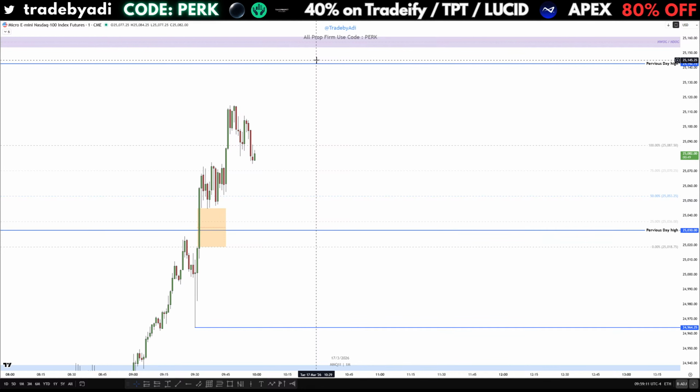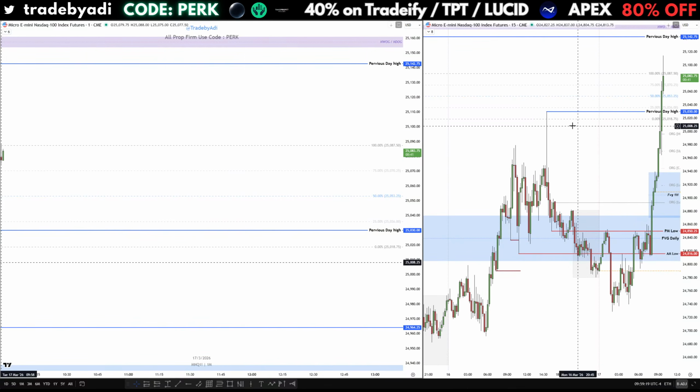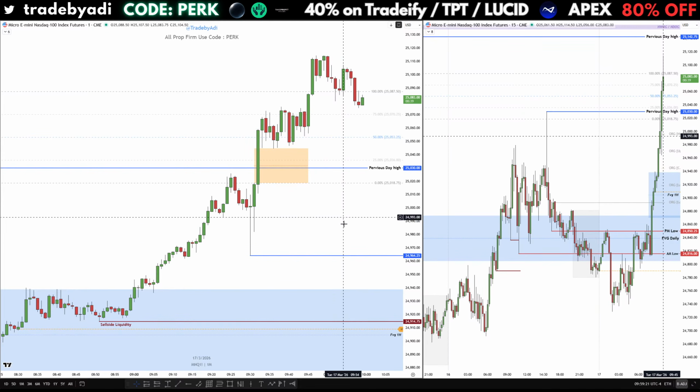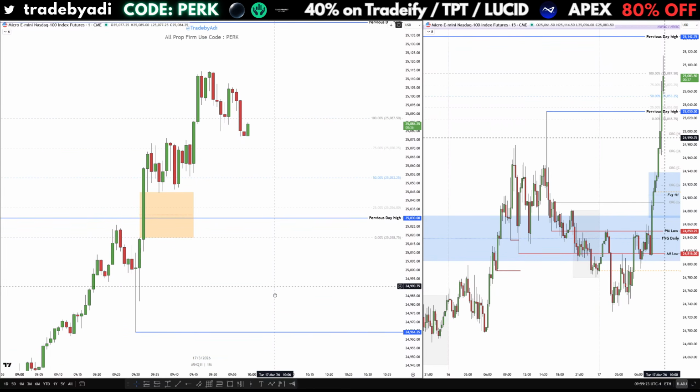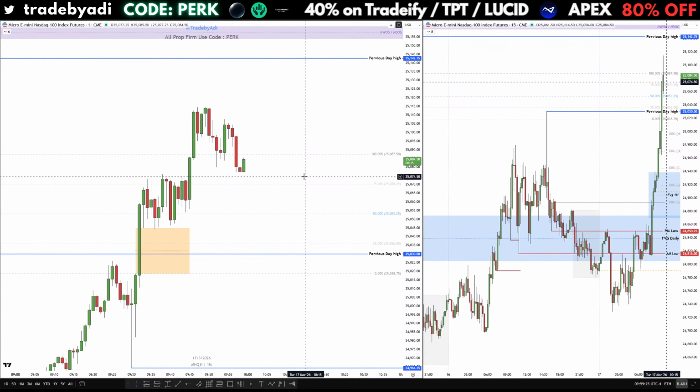That's why the live stream is helping me more, because I'm also explaining to you guys, okay, this is what I'm looking for, and this is the draw on liquidity. I'm going to wait for the reaction, and only then I'm going to trade. I'm not predicting the market, I'm trading the reactions.